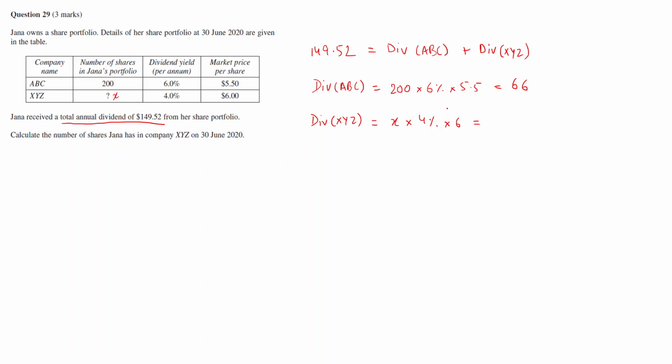Okay, then all you need to do is plug these two in here, which becomes 149.52 is equal to 66 plus X times 4% times 6. Solve for X, which will give you the total number of shares that Jana owns, which is 348 shares.